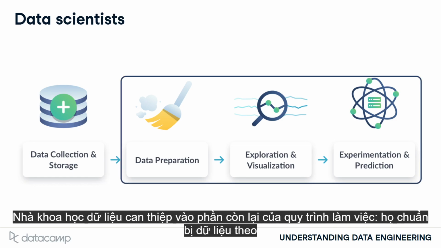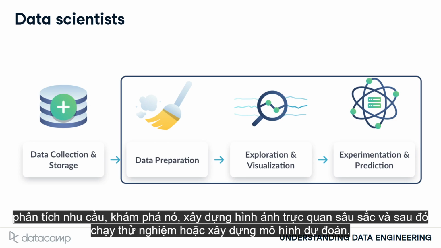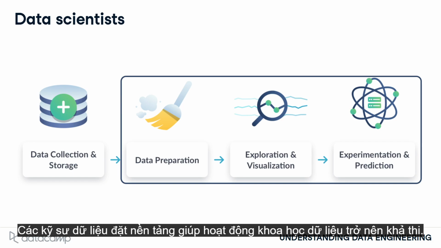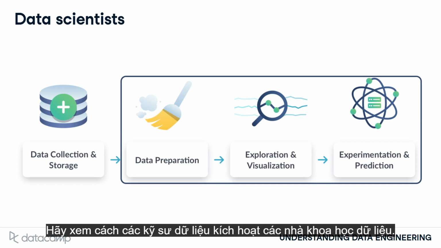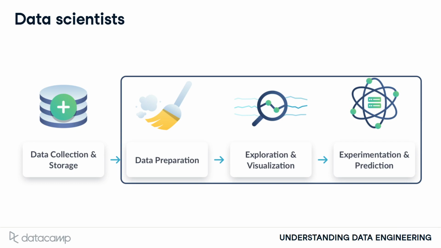Data scientists intervene on the rest of the workflow. They prepare the data according to their analysis needs, explore it, build insightful visualizations, and then run experiments or build predictive models. Data engineers lay the groundwork that makes data science activity possible. Let's see how data engineers enable data scientists.